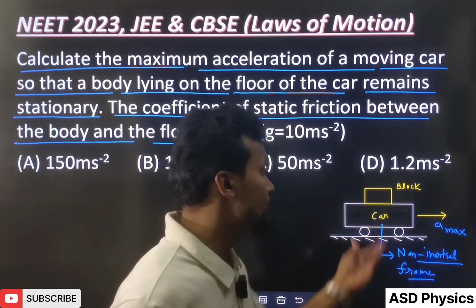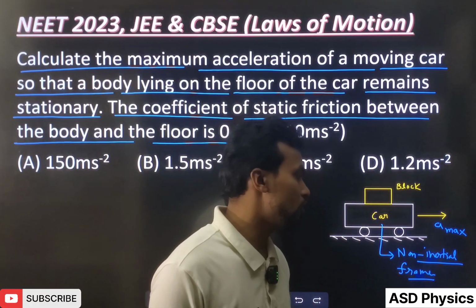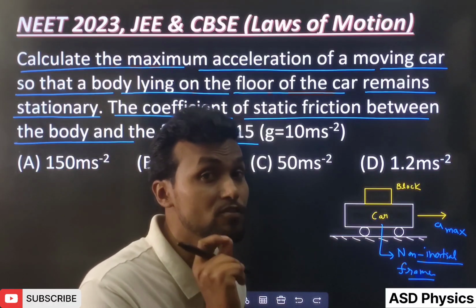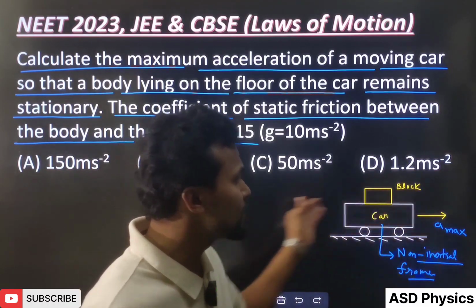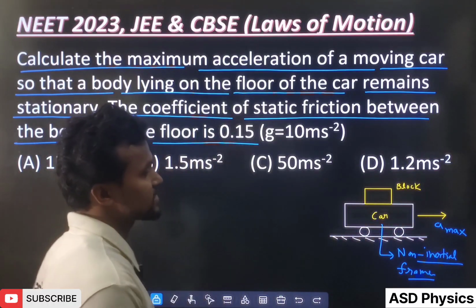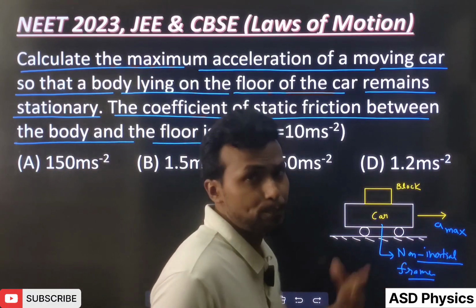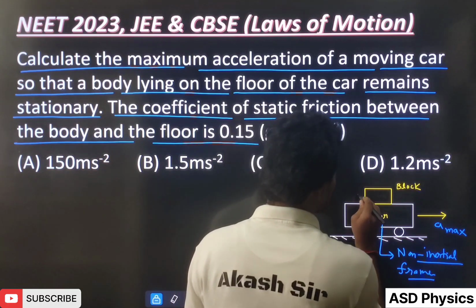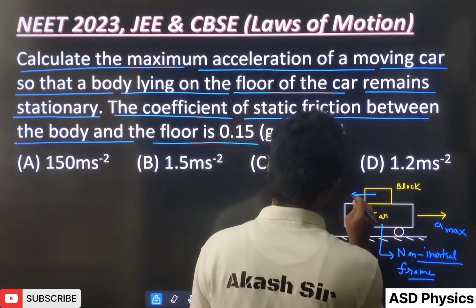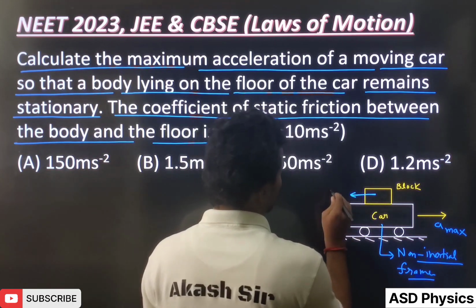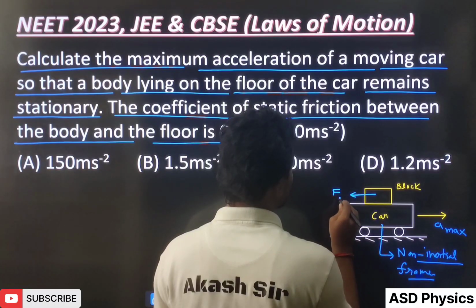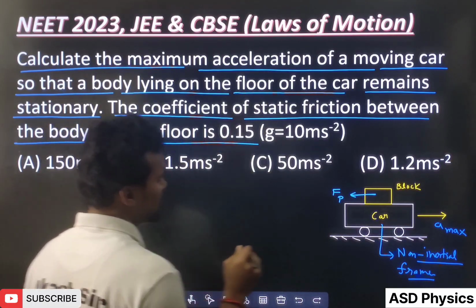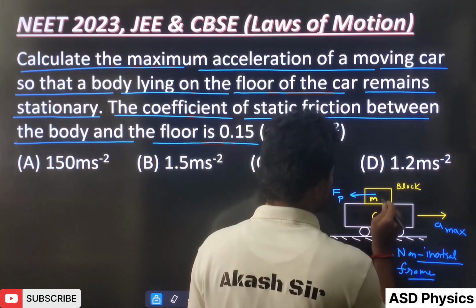And remember that whenever any object is placed on a non-inertial frame, it will experience one pseudo force, or we can say false force. In which direction? In the opposite direction of the acceleration of the frame. The acceleration of the car is to the right side. So here this block will experience one force in the opposite direction. This force is called the pseudo force. And let's take the mass of this block as small m.